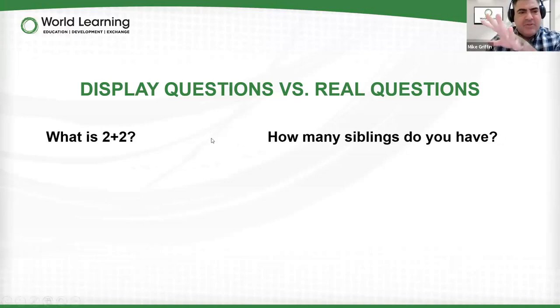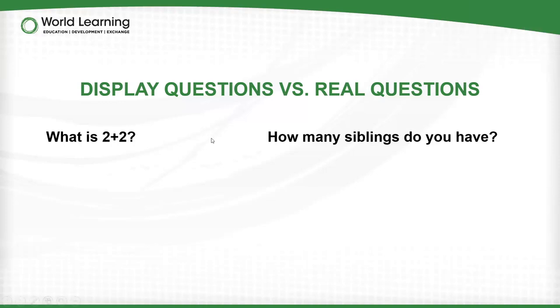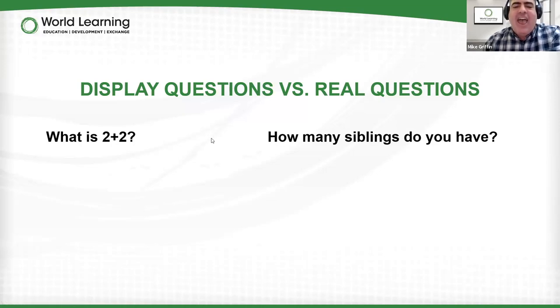Don't go anywhere, Alina, I have another question for you. Alina, what's 2 plus 2? I believe that's 4. Correct, you got it, perfect. And Alina, how many siblings do you have? None, I'm the only child. You're the only child, okay. Thank you for that, thank you, Alina. Let's all give Alina a round of applause for her wonderful participation.